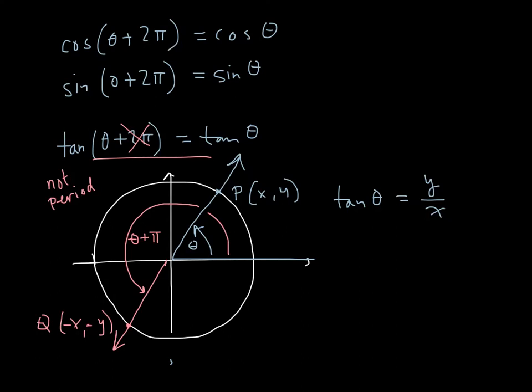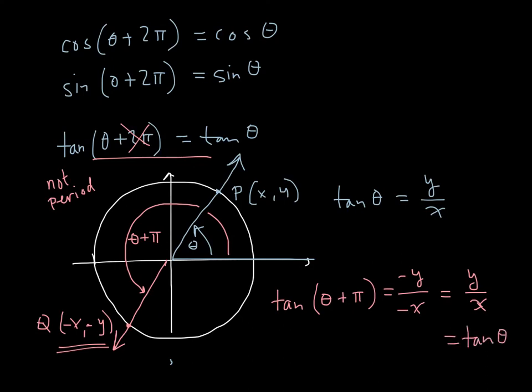So we can say here that tangent of this new angle, theta plus pi, will be the ratio of these coordinates right here. So the ratio would be negative y over negative x. Now, clearly, when we're dividing negative numbers, that negative divides out, so we're left with simply y over x. A negative divided by a negative is simply positive. However, y over x has already been determined as the value for tangent of theta. So, tangent of theta plus pi is equal to tangent of theta for every single angle.